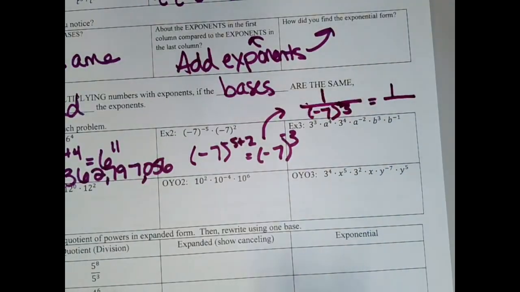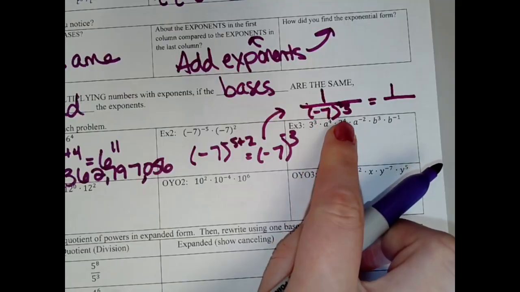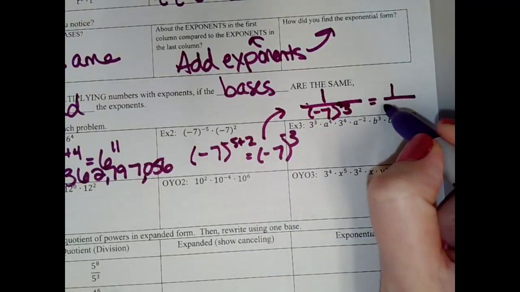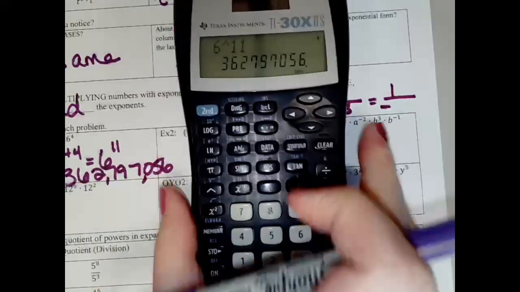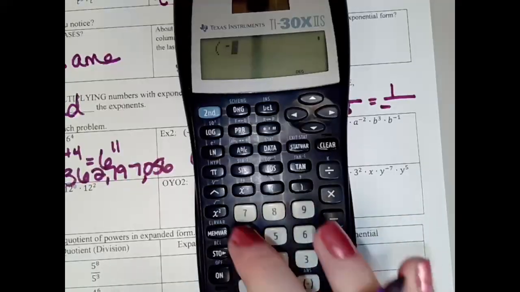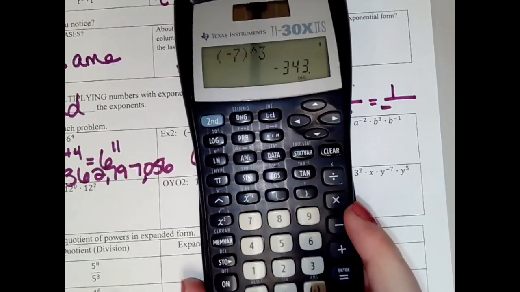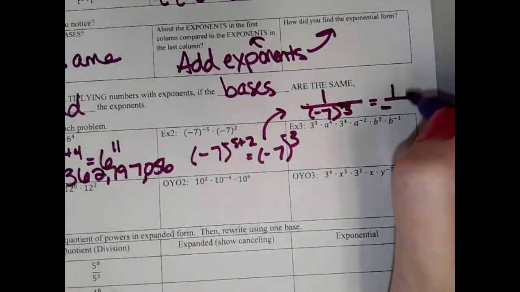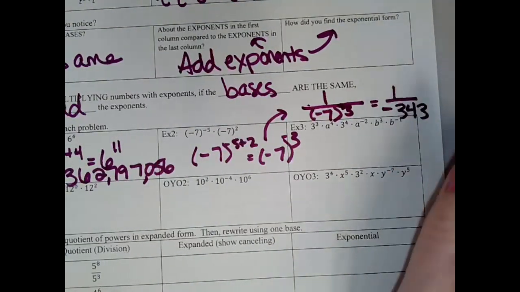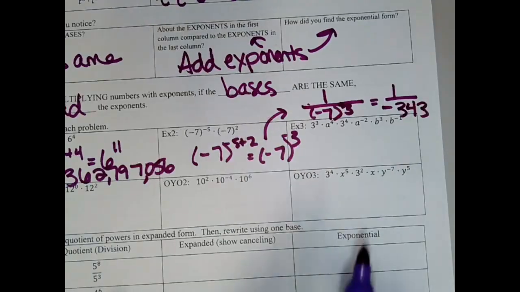So I have 1 over, I have a negative base to an odd exponent, so I know I'm going to have a negative answer. I can plug it into my calculator, -7 to the power of 3, hit enter. You see you get -343. So that's my final answer right there.